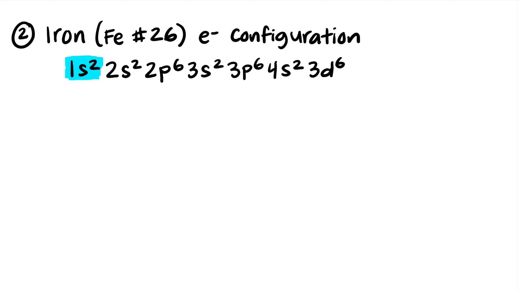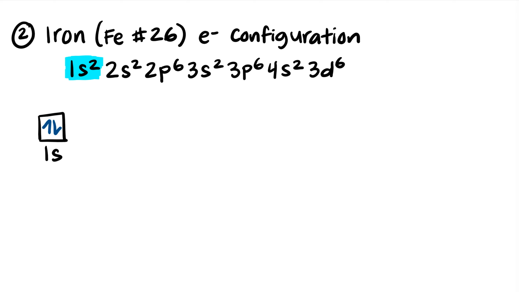Let's first focus on the beginning, the 1s sublevel. I recall that s equals 1 box. Looking at my electron configuration, the exponent on 1s is 2, so there are a total of 2 electrons inside of our 1s orbital. So we're going to draw one up arrow and one down arrow. Remember, if we have 2 electrons in the same orbital, one will be pointing up, one will be pointing down.